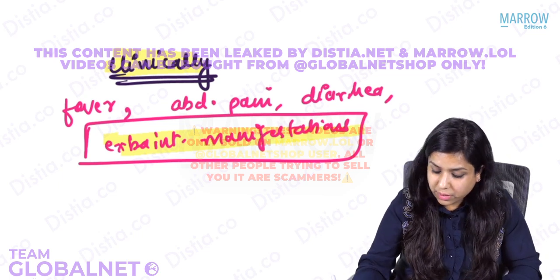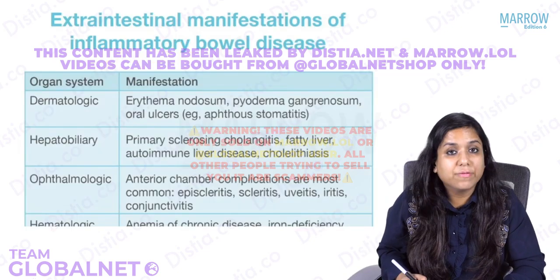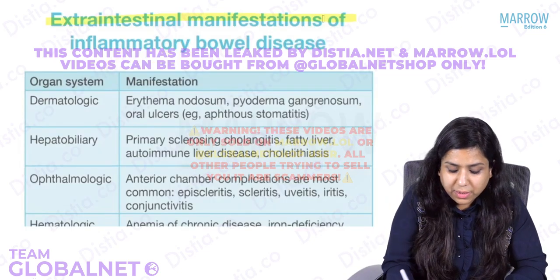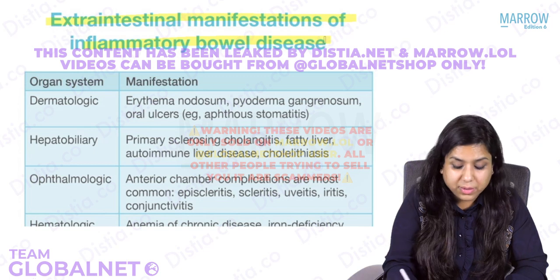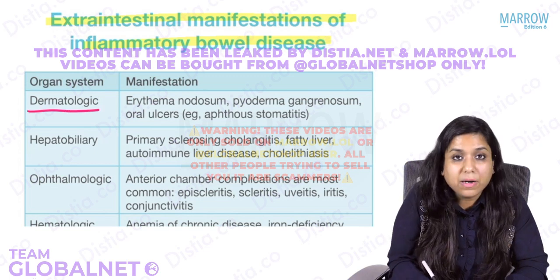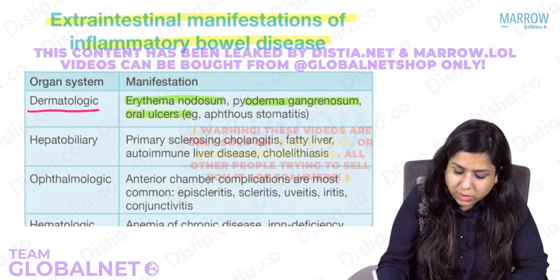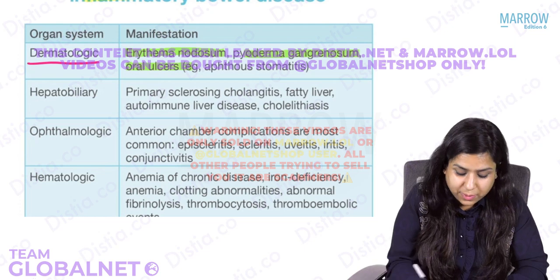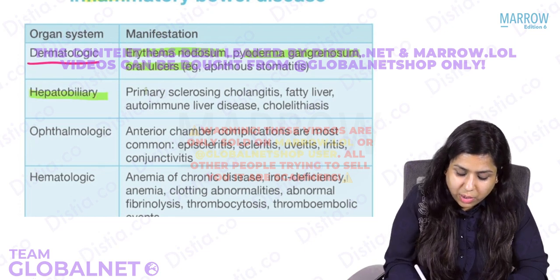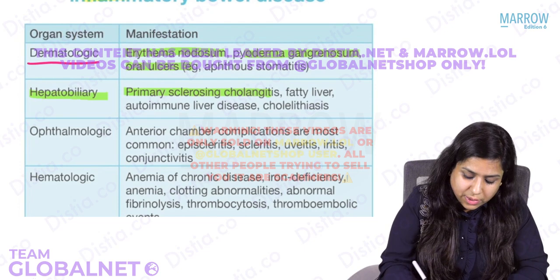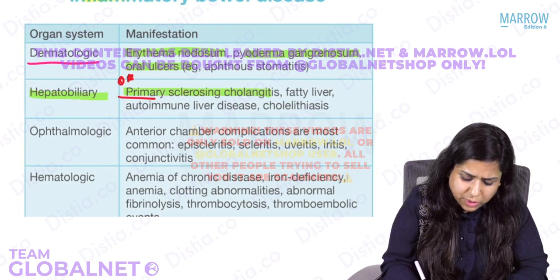So here is the list of the extraintestinal manifestations which can be seen in Crohn's disease and ulcerative colitis. So there are dermatologic manifestations. What are these? Erythema nodosum, pyoderma gangrenosum, or oral ulcers, aphthous stomatitis. Hepatobiliary lesion, primary sclerosing cholangitis. This is a very important MCQ, students.